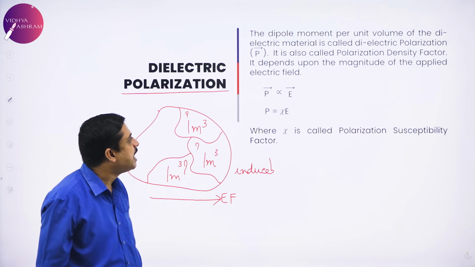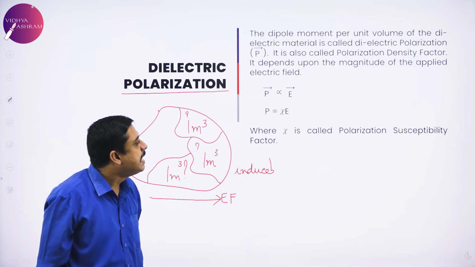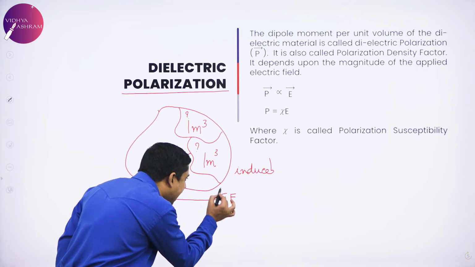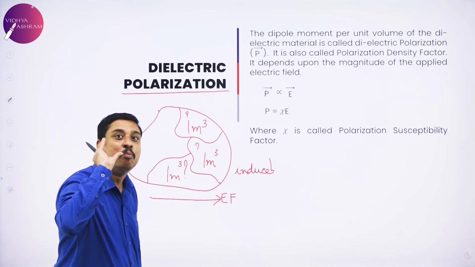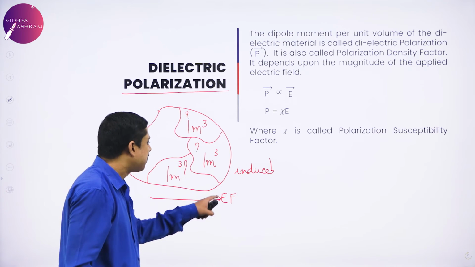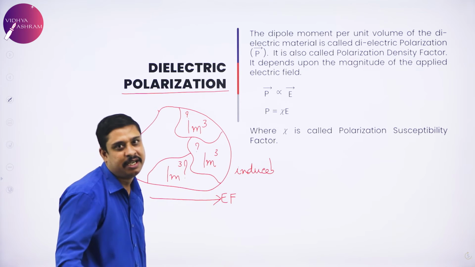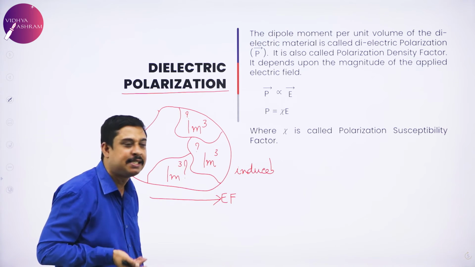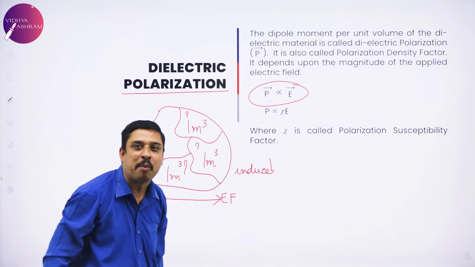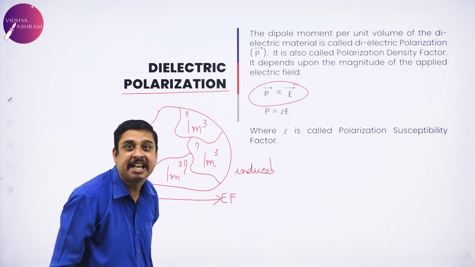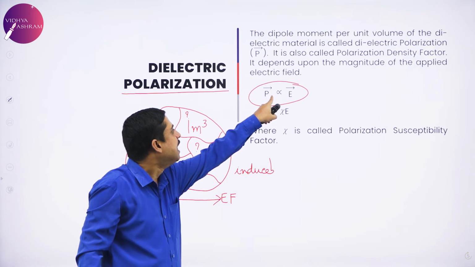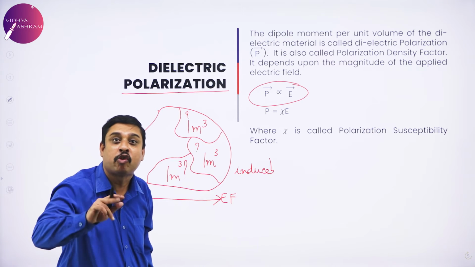And that dielectric polarization is also called polarization density factor. Now, my dear students, if the strength of the electric field is maximum, the molecules move with a greater speed. Dipole moment will be high. If the strength of the electric field is less, dipole moment is less. Rotations will be less. Therefore, clearly observe this: polarization is directly proportional to the strength of the electric field. Whatever you call polarization density factor, dielectric polarization is directly proportional to E, the strength of the electric field.